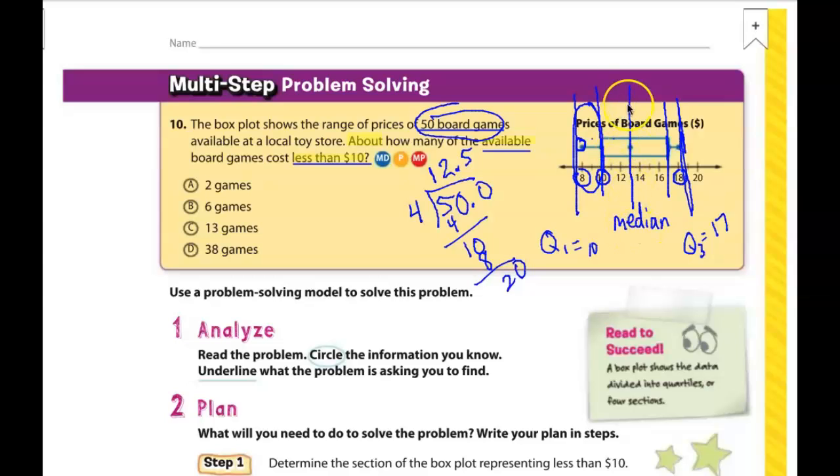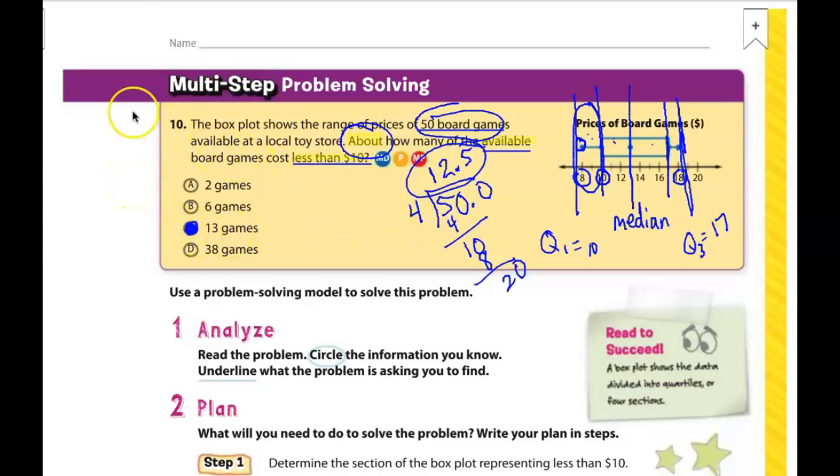And didn't we discuss how half of 50 is 25? So this does make sense. 12 and 5/10, 12 and 5/10, 25. 12 and 5/10, 12 and 5/10, 50. So this is the correct answer, but which one of these letters actually matches that? Go ahead and answer that for me, please. All right, now we have to go back and remember the word about here. We're looking for an approximation, and so the closest answer is going to be 13 games. So that is the correct answer. About 13 games are less than $10 at that toy store.